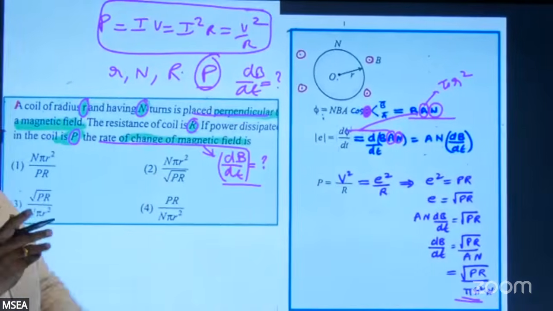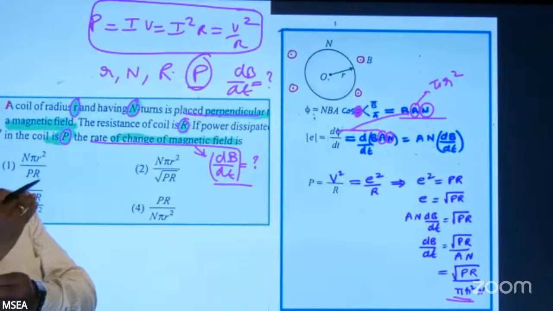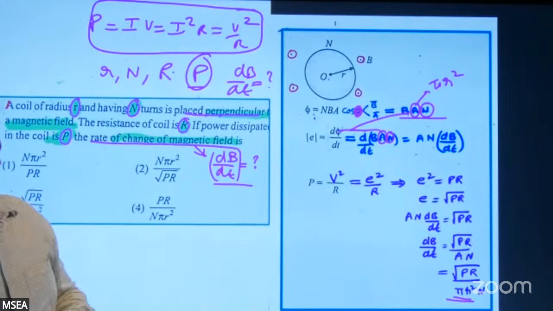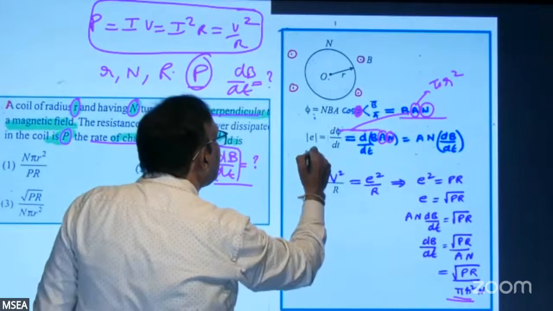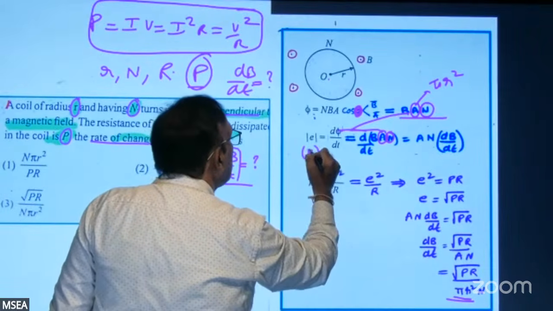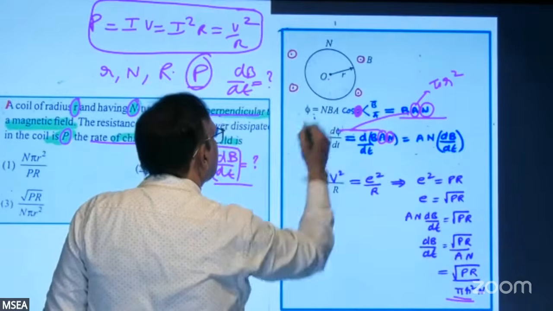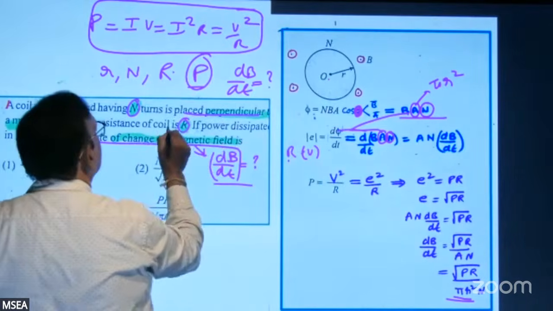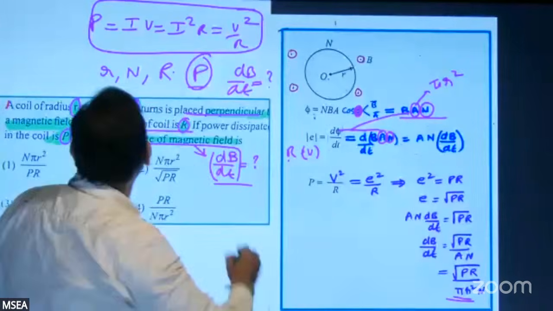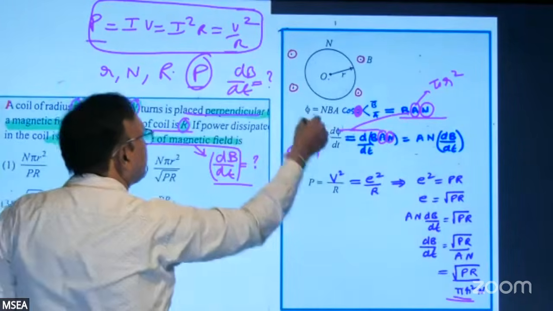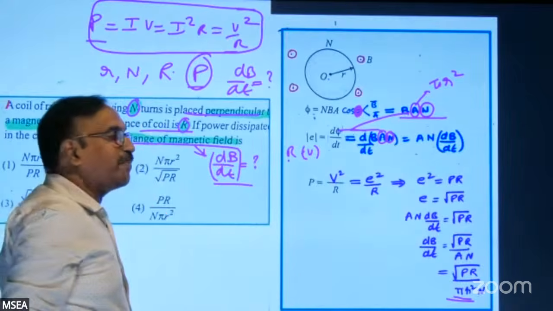That's what I was telling that time. You have to recollect a lot of fundamental formulae from other chapters of current electricity. EMF developed is nothing but V. You know V, and you know the resistance of the coil is R. When you know V and R, you can calculate the power. Power comes out to be V square by R.